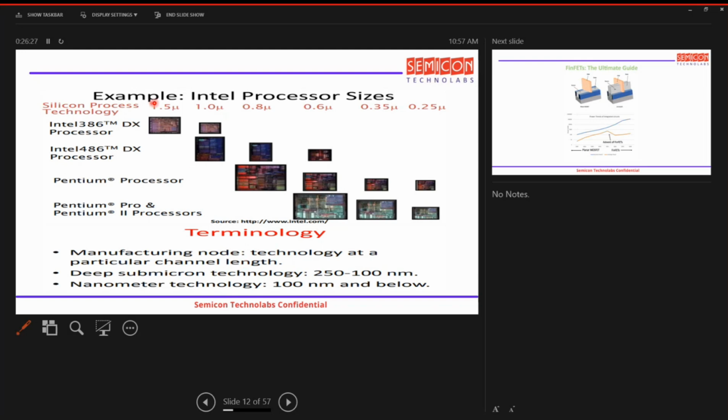Manufacturing node technology at a particular channel length. This is mainly because of the advancement in the technology nodes. A technology node is nothing but the transistor channel length. Deep submicron technology is 250 nanometer to 100 nanometer, and nanometer technology is 100 nanometer and below. These are some examples from previous slides, where Intel was using all these technology nodes, and you can clearly see the reduction in the size.